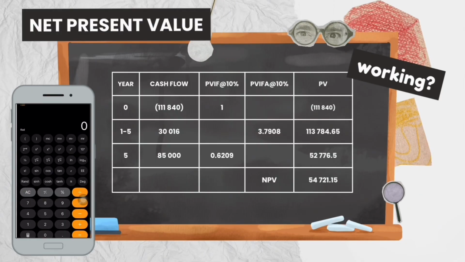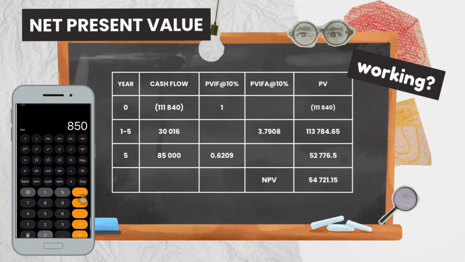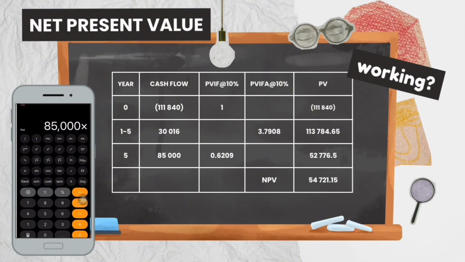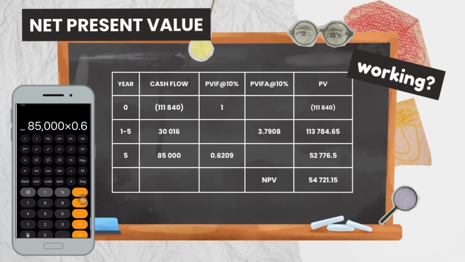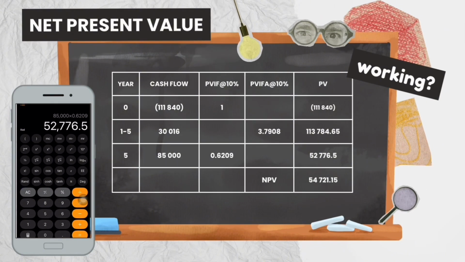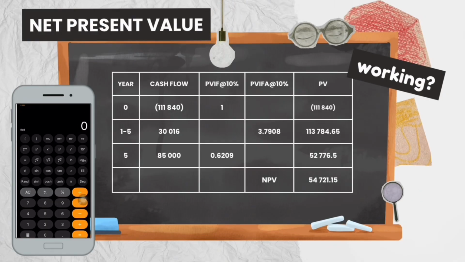Then, at year 5, there is an additional cash inflow of 85,000 ringgit. This amount is discounted using the present value factor at 10%, which is 0.6209, giving a present value of 52,776 ringgit and 50 cents.